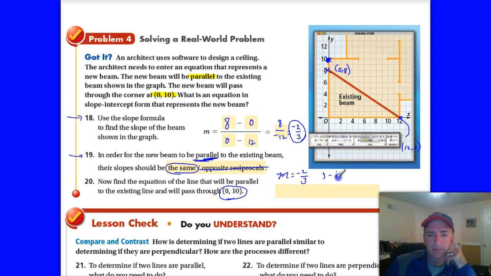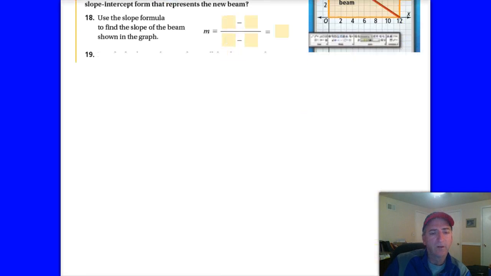Well, I know that the slope of the new beam is negative 2/3, but I also know that the y-intercept, which is b, is equal to 10, because it's right there, 0, 10. So the equation that we could put in the computer would be y equals negative 2/3 x plus 10. And there you have it. Okay, we used all the information that we just learned earlier in the previous video.